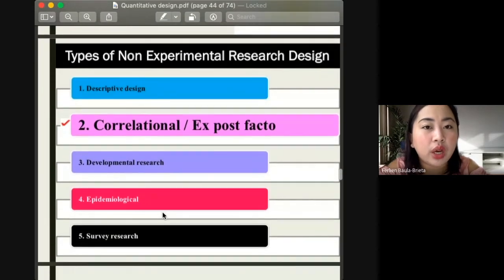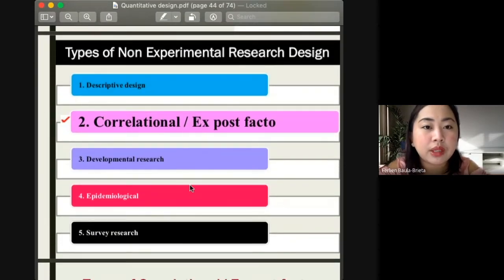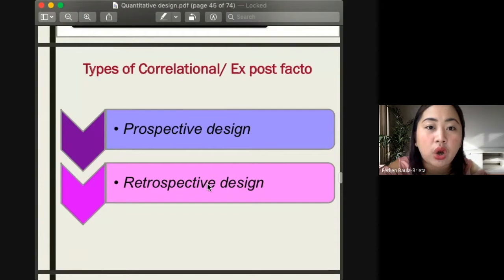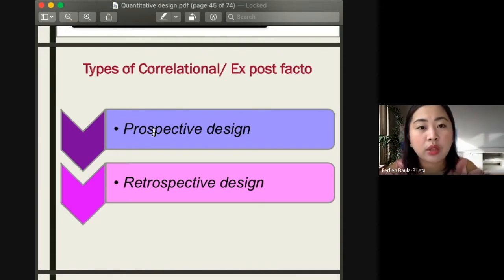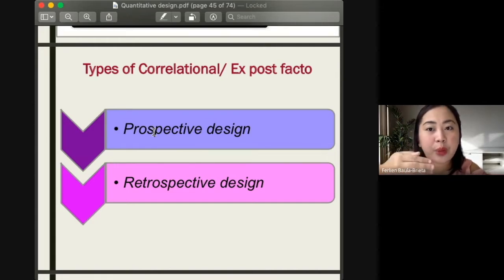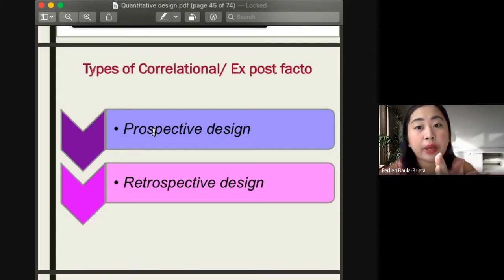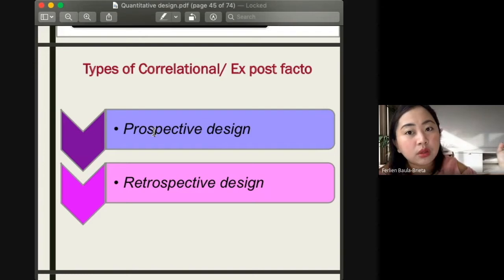The next type of non-experimental research design is the correlational ex post facto. From the word itself, students, correlational means there will be checking of relationship. All right? So there are types of correlational. We have the prospective design and the retrospective design. This is according to the timeline when you are going to get the data. Prospective design is from the present to the future, and retrospective design is from the present back to the past.